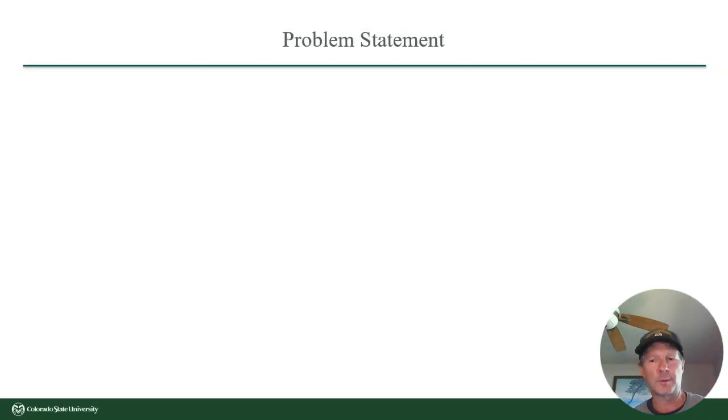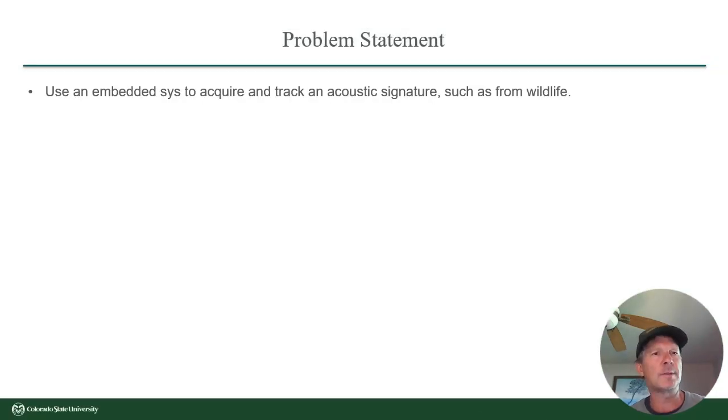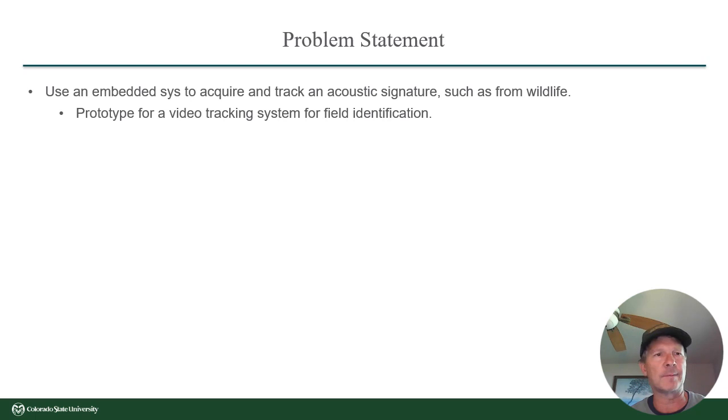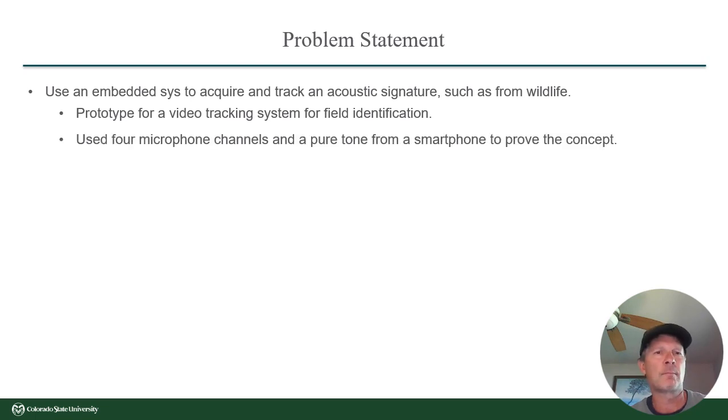So the problem I'm trying to solve is that I wanted to use an embedded system to acquire and track an acoustic signature from something in the field, such as wildlife. So this is a prototype for a video tracking system, say, for field identification of said critters. I used a 4-microphone channel array and a pure tone from a smartphone to prove this concept out.